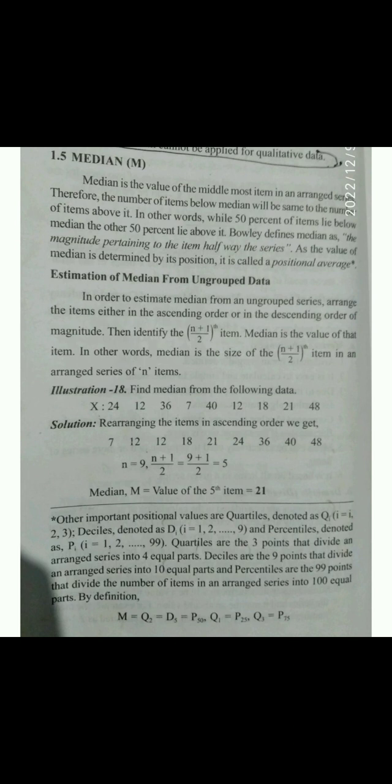The number of items is 9, therefore n is equal to 9. Using the formula (n plus 1) by 2, we get 5. So the median will be the fifth item, that is 21. Therefore the median is a positional value of items, and that's why it is called a positional average. I think it is clear for you.